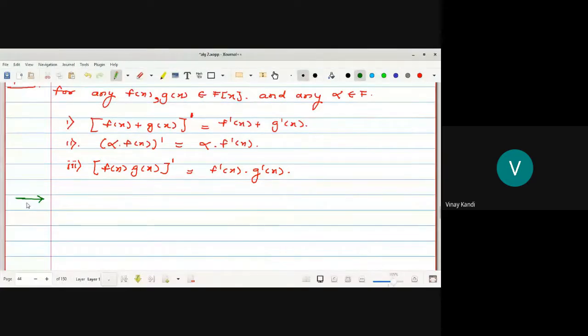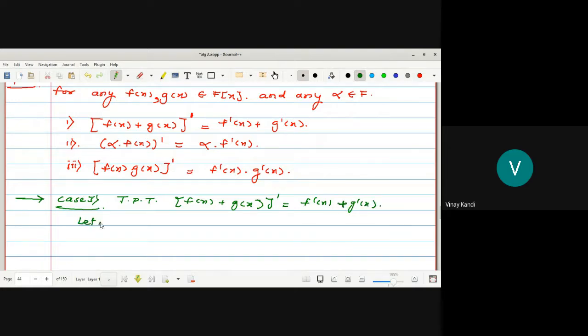Case 1, to prove that (f(x) + g(x))' is equal to f'(x) + g'(x). Now let's assume the two polynomials.